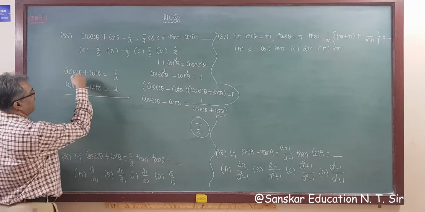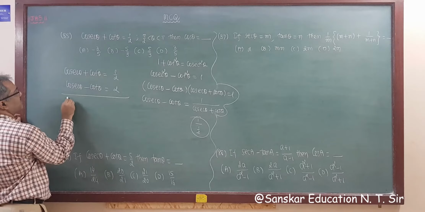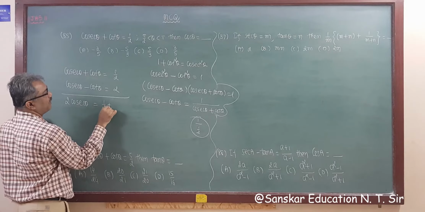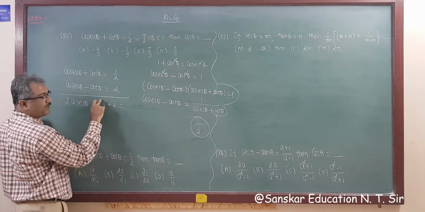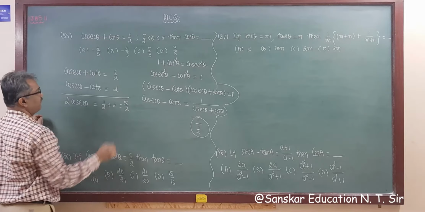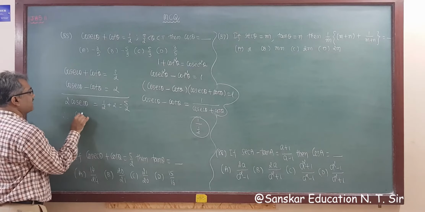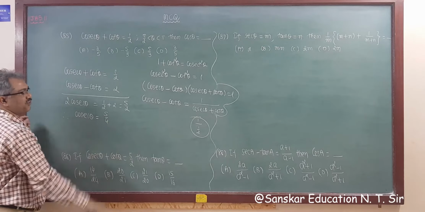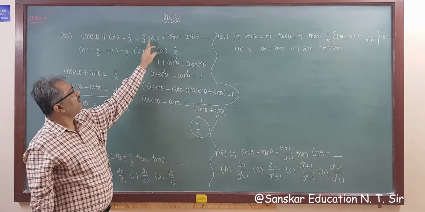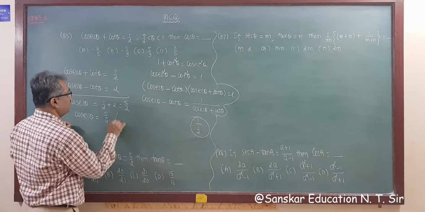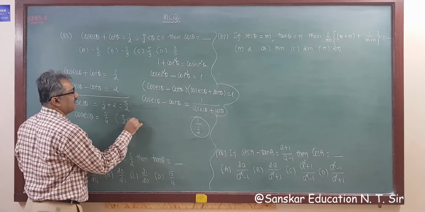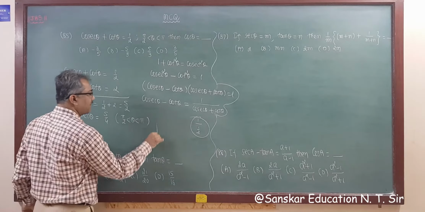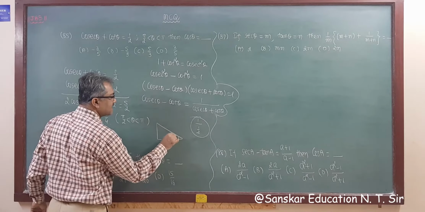So now adding, the cot will cancel. So 2 times cosec theta is equal to half plus 2, and half plus 2 is 1 plus 4 over 2, that is 5 by 2. So cosec theta will be 5 by 4. Cosec theta is 5 by 4 and theta lies in pi by 2 to pi, that is the second quadrant. Now if we draw a right angle triangle, this is theta.